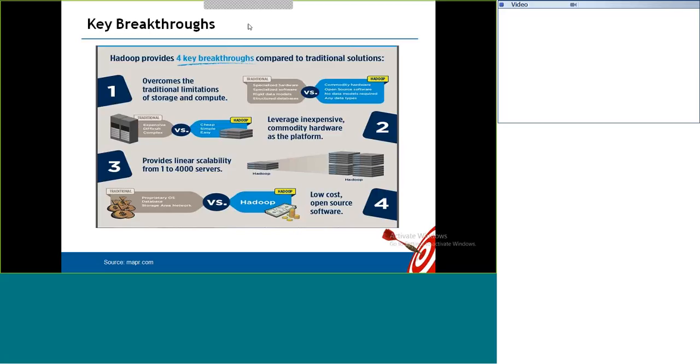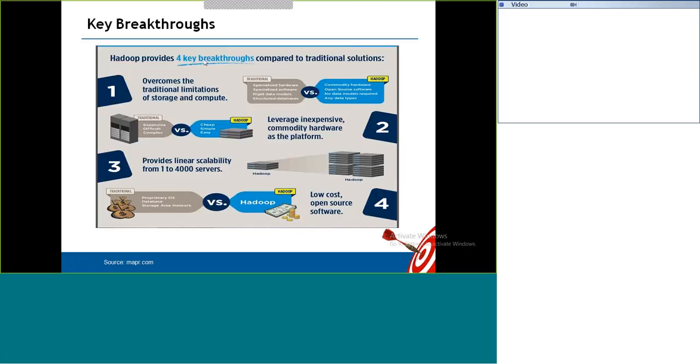Why you have to choose Hadoop for your career. What are the pay ranges for Hadoop, when compared to the other technologies? Key breakthroughs of Hadoop, from MapR. MapR is one of the major distributions of Hadoop. They have provided this: why you have to choose Hadoop?